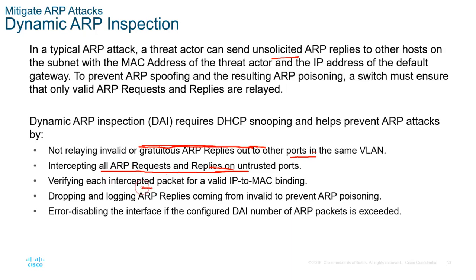Verifying each intercepted packet for a valid IP to MAC binding. Is the IP and MAC address valid? Are they bound together? Or is this MAC address bound somewhere else? Dropping and logging ARP replies coming from invalid sources to prevent ARP poisoning. So if an ARP reply is coming from an invalid device, then it has to be prevented.